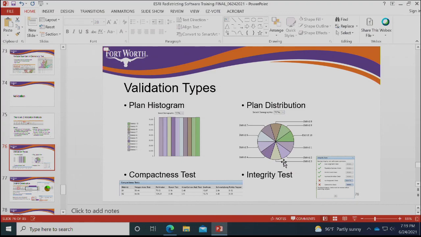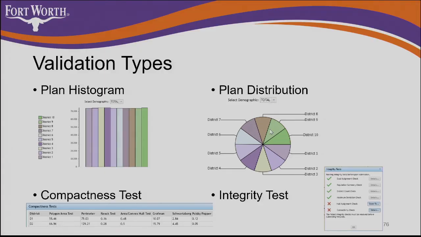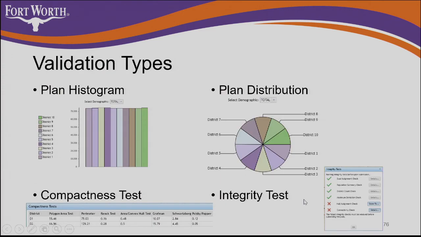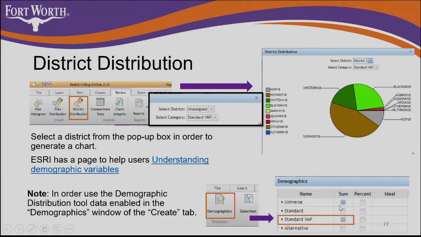Plan distribution. So it's your perfect pie chart. And then your integrity check, which I'll talk a little bit about at the end.